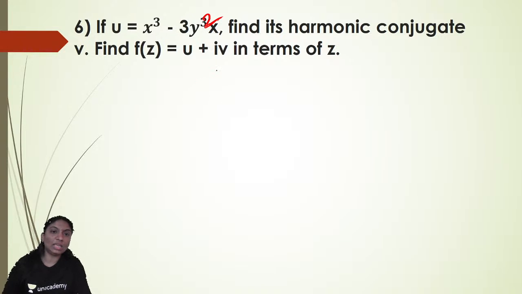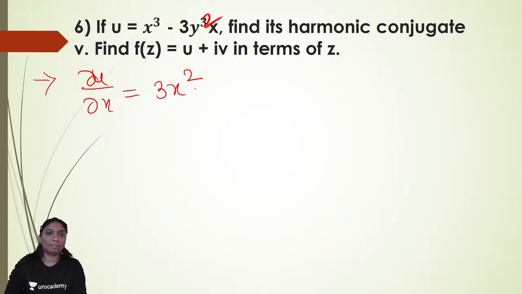So here u is given and v has to be found, right? So if u is given, then how do we find v? As we have to find the harmonic conjugate, it means u is given and we have to find v. U and v are harmonic conjugates. So as u is equal to this, first calculate ∂u/∂x, that is 3x square minus 3y square.